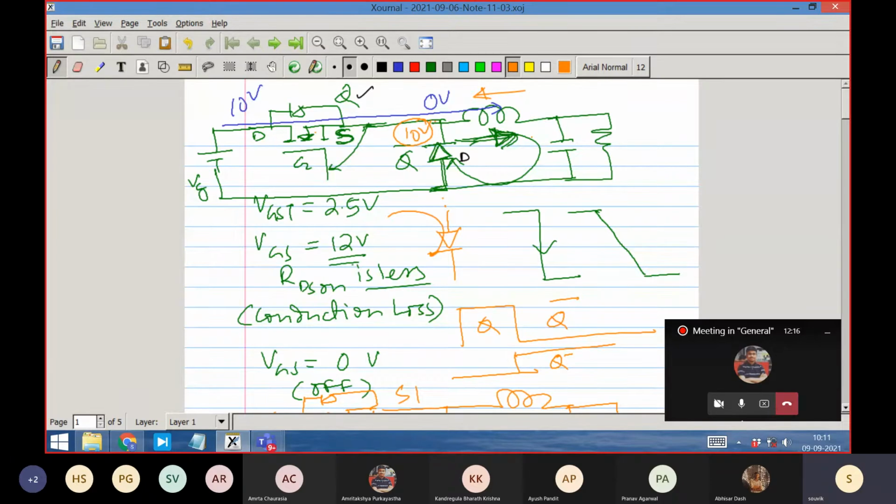Can there be a negative current through the switch? That means, can there be current through this? Yes, that can be, because the diode is there, the body diode. The problem is not with the switch Q, because the switch is not only a body diode.